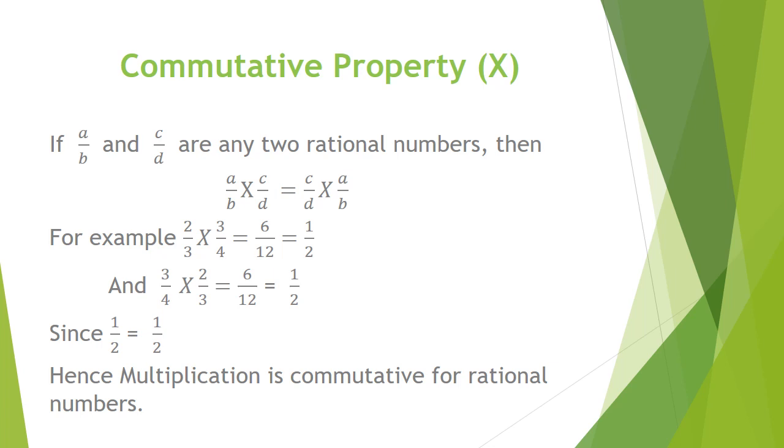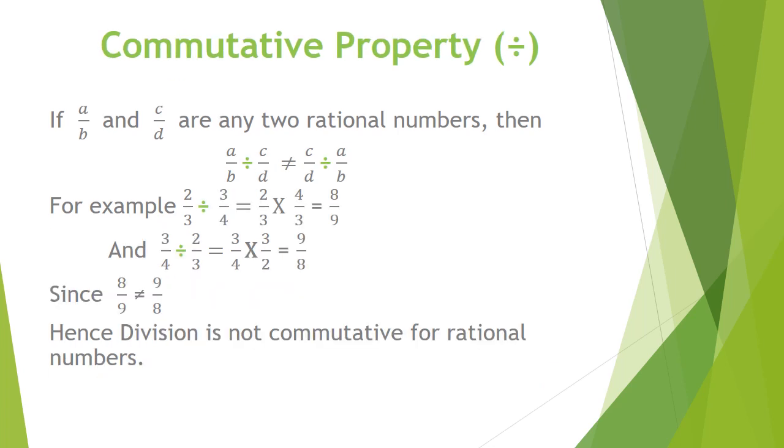Do the product of the numerators. 2 multiply 3 will be 6 and product of the denominators 3 multiply 4 will be 12. Convert it into its simplest form, answer will be 1 by 2. Now interchange their places. 3 by 4 multiply 2 by 3. Again answer will be 6 upon 12, that is 1 upon 2. Since 1 upon 2 and 1 upon 2 both are same, hence multiplication is commutative for rational numbers.